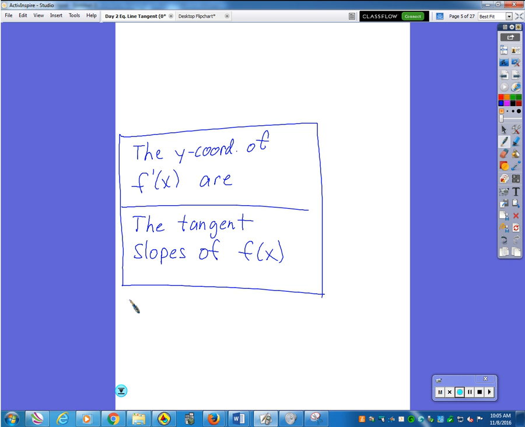You must have a card that says that. The y coordinates of f prime are the tangent slopes of f. So back to here.